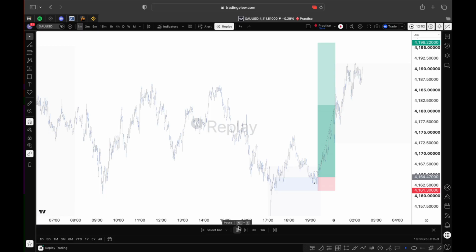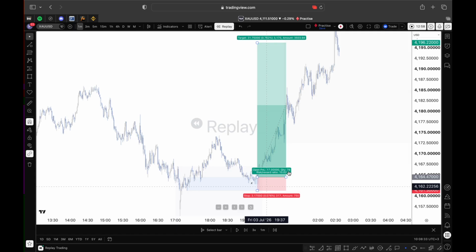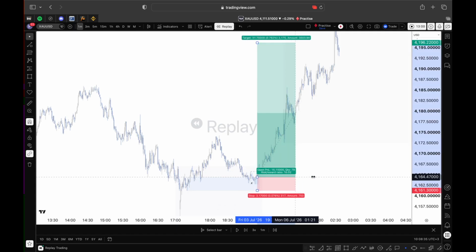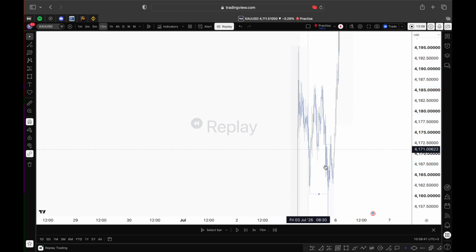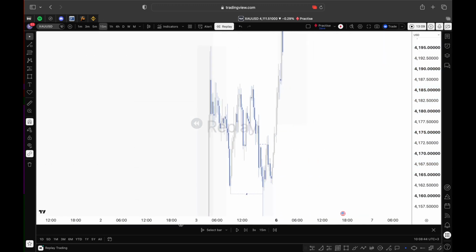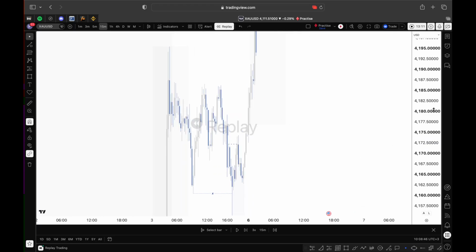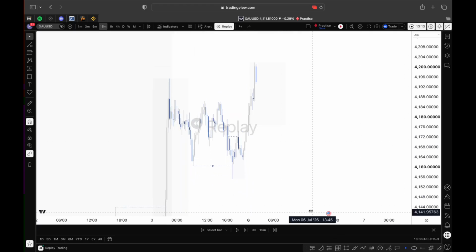Not TP yet. So yeah, after a while you can see the market give a clear TP. If you had this on Friday during the market closure, that will be a clear TP for you. For me, I didn't. So let me see.